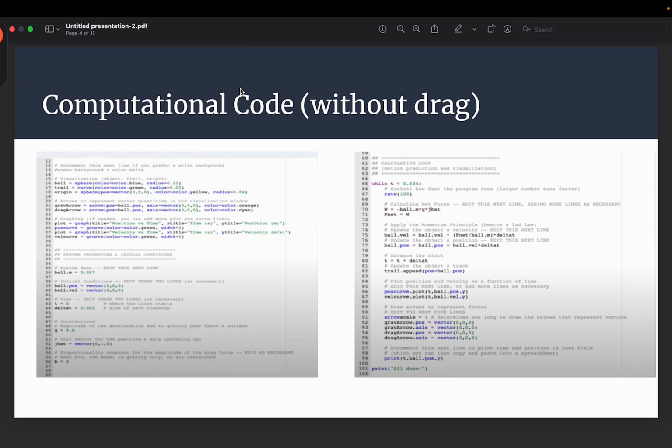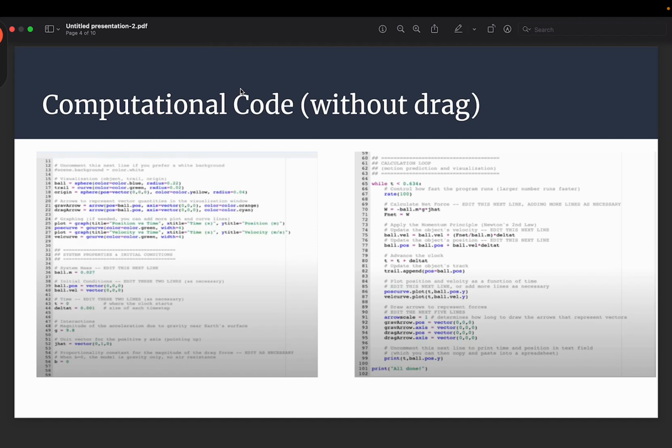Here I've included my computational code without drag. First, we can see ball.pos, which is the position vector, which starts off at 0, along with the ball.vel vector, which also starts off at 0, illustrating that there is no initial velocity. Below that, we can see that b is equal to 0, showing how this is without drag.